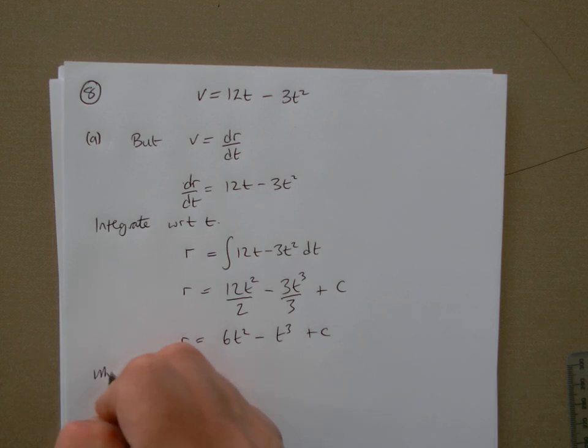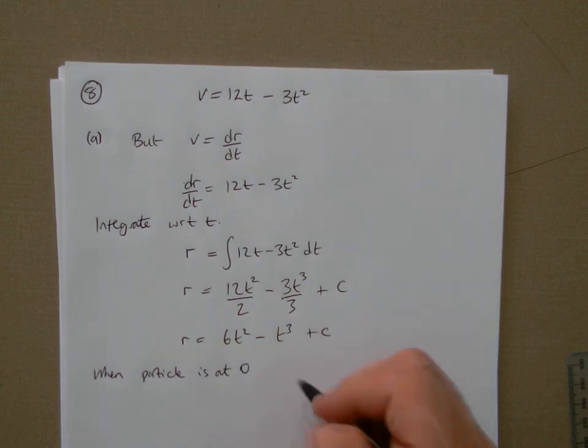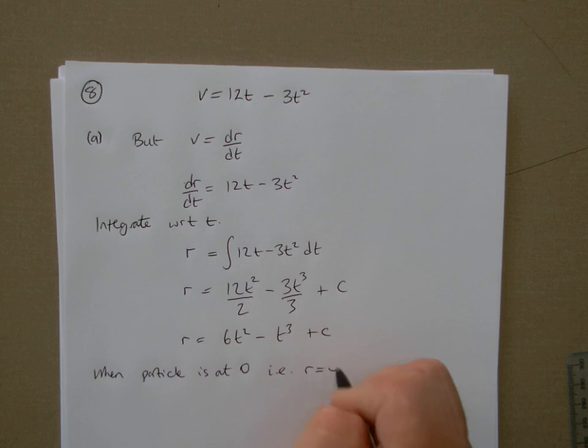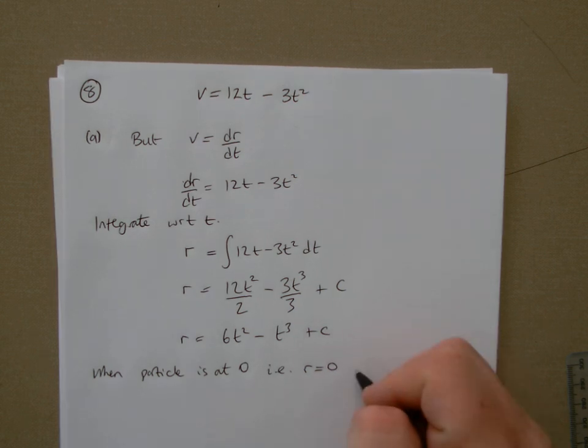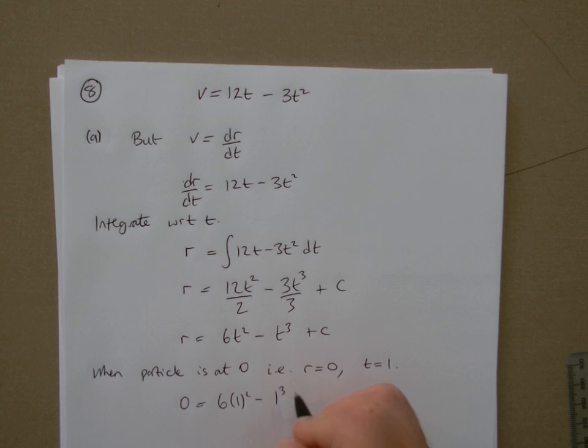It says when the particle is at O, at the origin, in other words, the displacement will be 0. R will be 0 when it's at the origin. Displacement in terms of its position relative to the origin is nothing. T is equal to 1. So that situation applies there. So we can put it in, so R is 0, T is 1, and we can work out our constant from there.